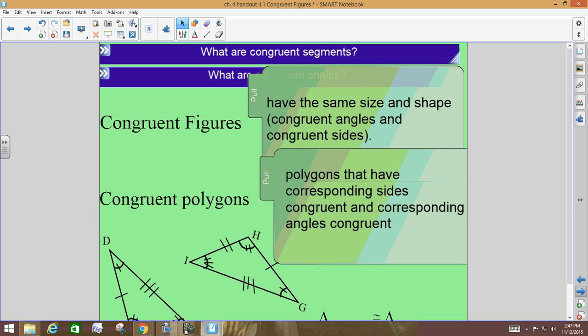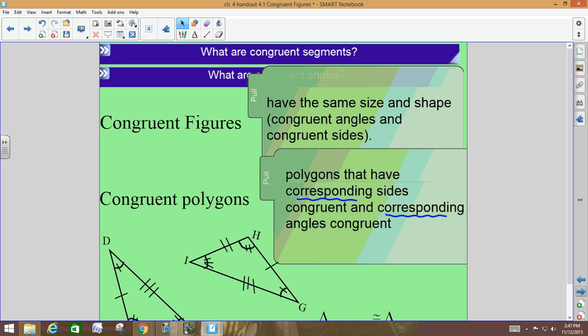Congruent polygons. Polygons that have corresponding sides congruent and corresponding angles congruent. They're basically the same definition, but polygons have congruent corresponding sides and congruent corresponding angles. Corresponding, the sides that are on the same part of the polygon. Angles, the same angles in the polygons, like they line up together.